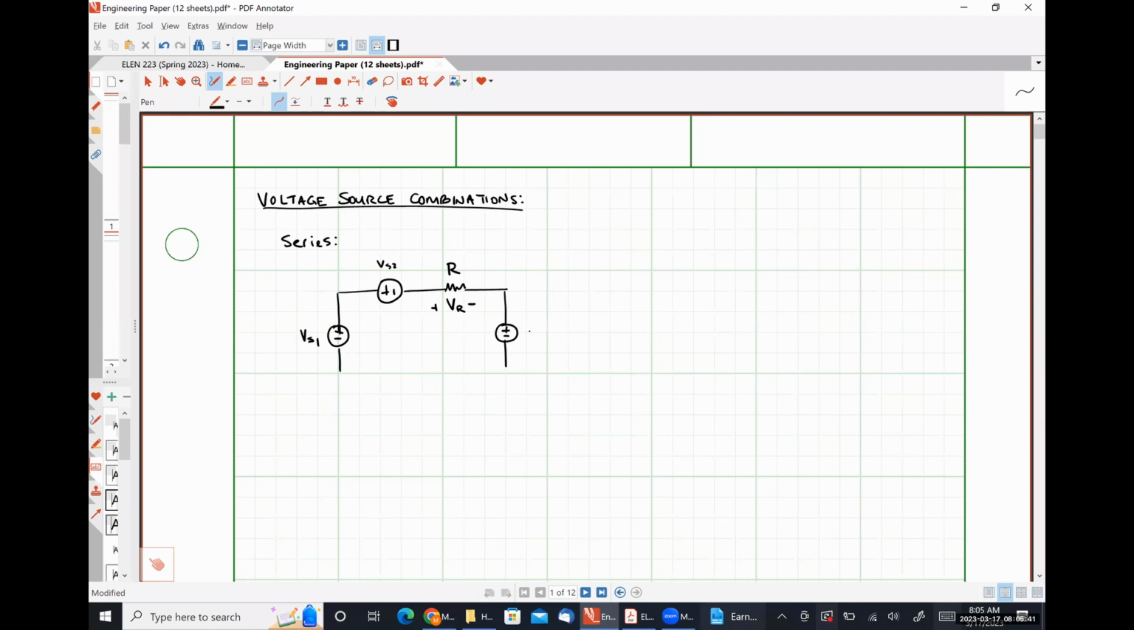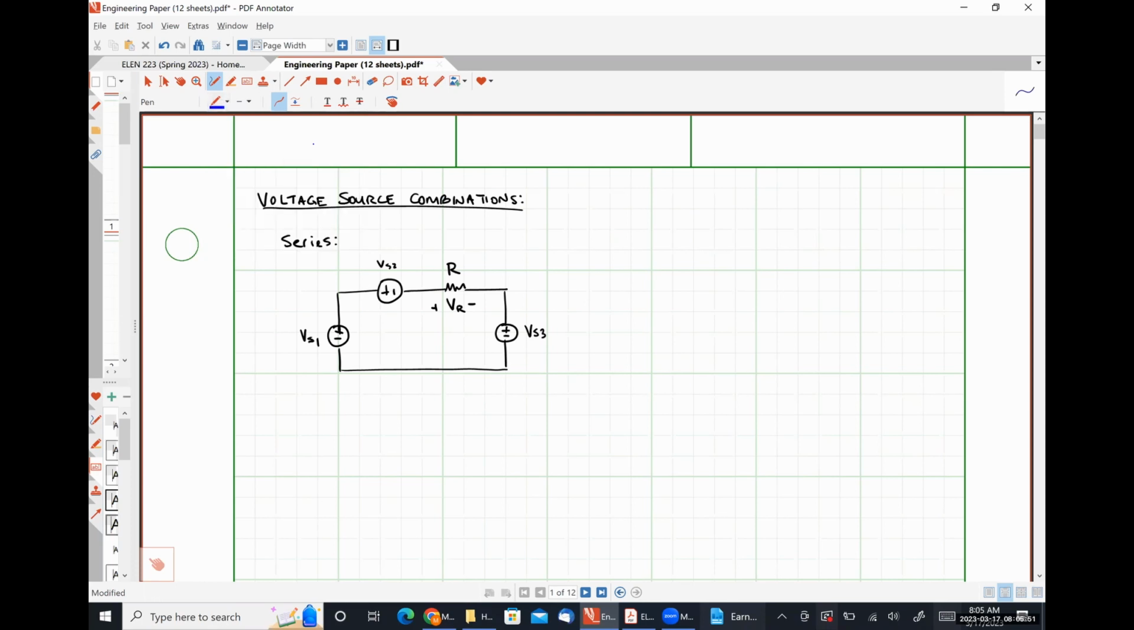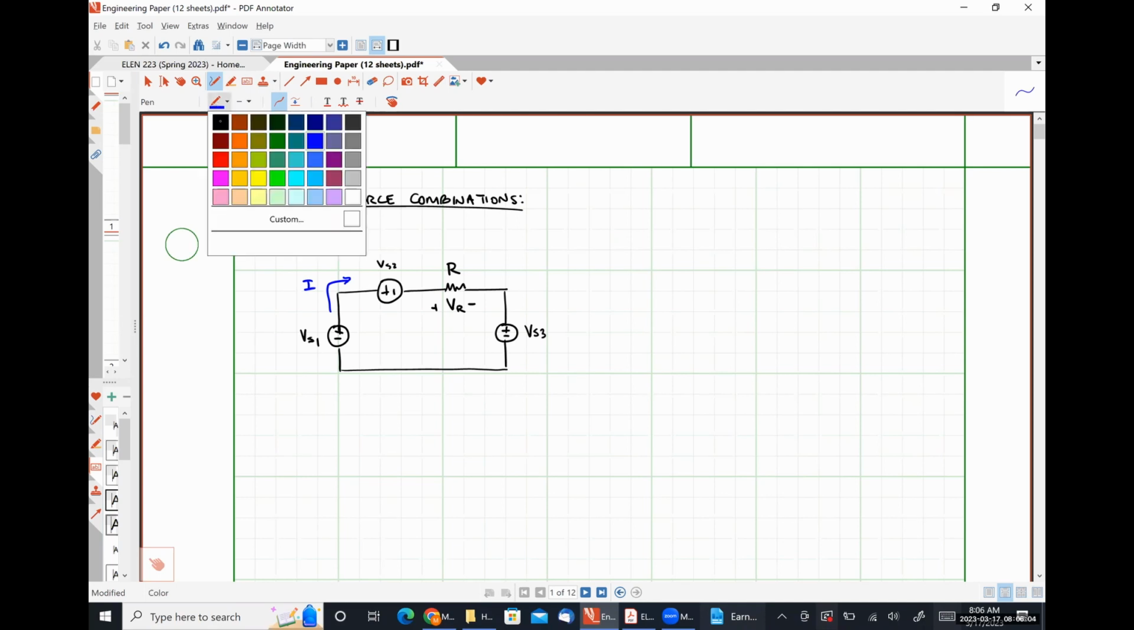And then I'm going to have some voltage source here, VS3, like so. And I am going to assume a direction for the current. I'm going to assume my current is flowing clockwise around this loop. It's a completely and utterly arbitrary choice. It's just going to explain where signs come from in a moment, right?